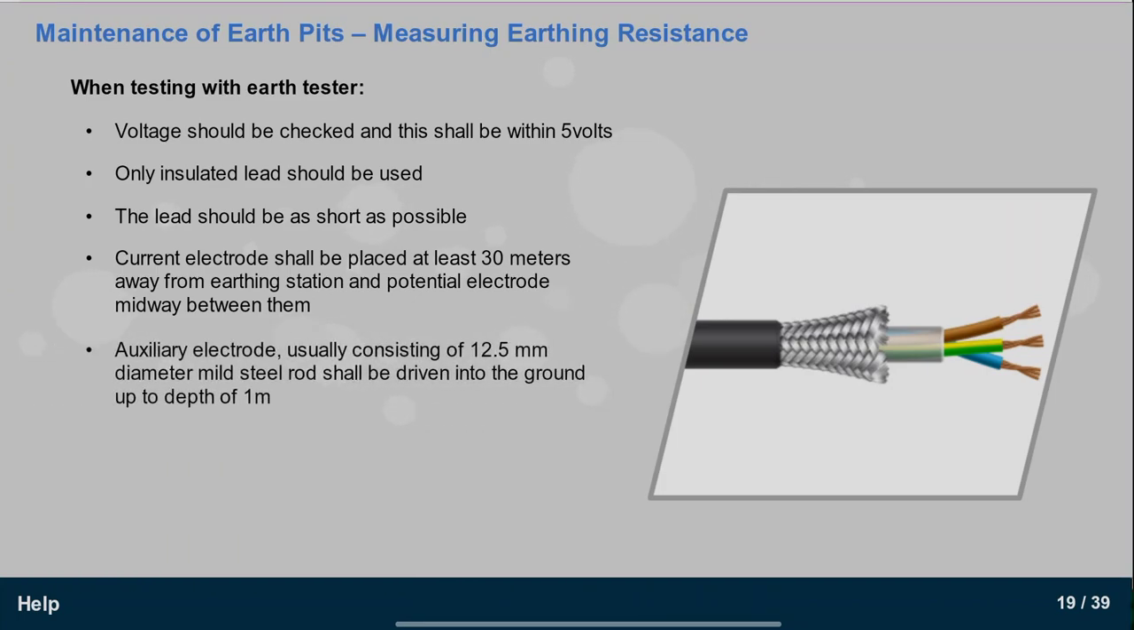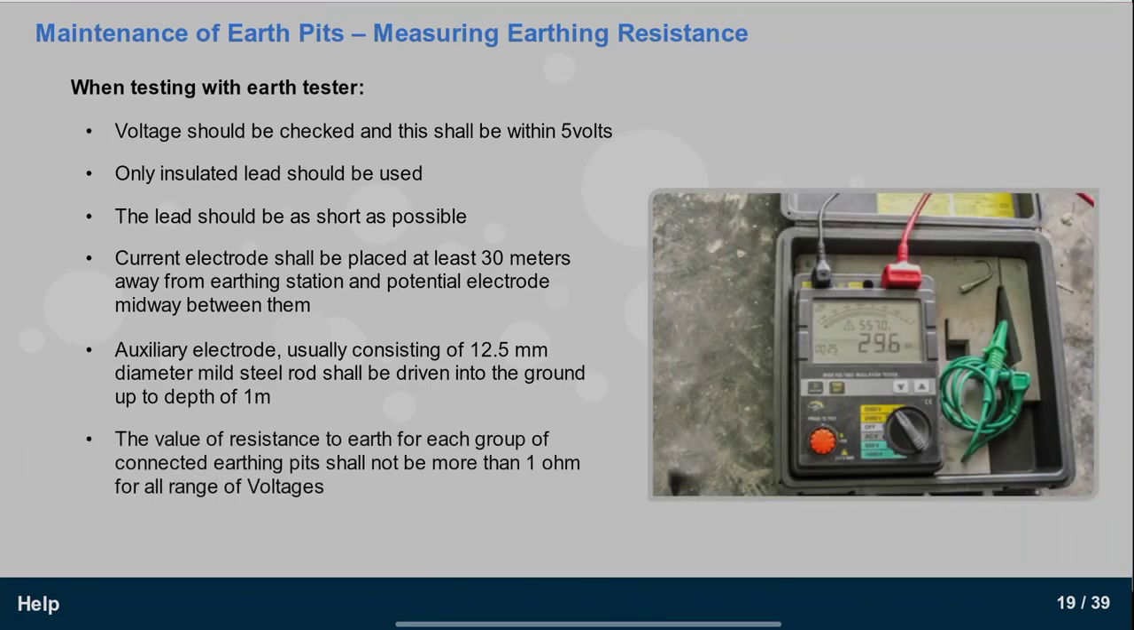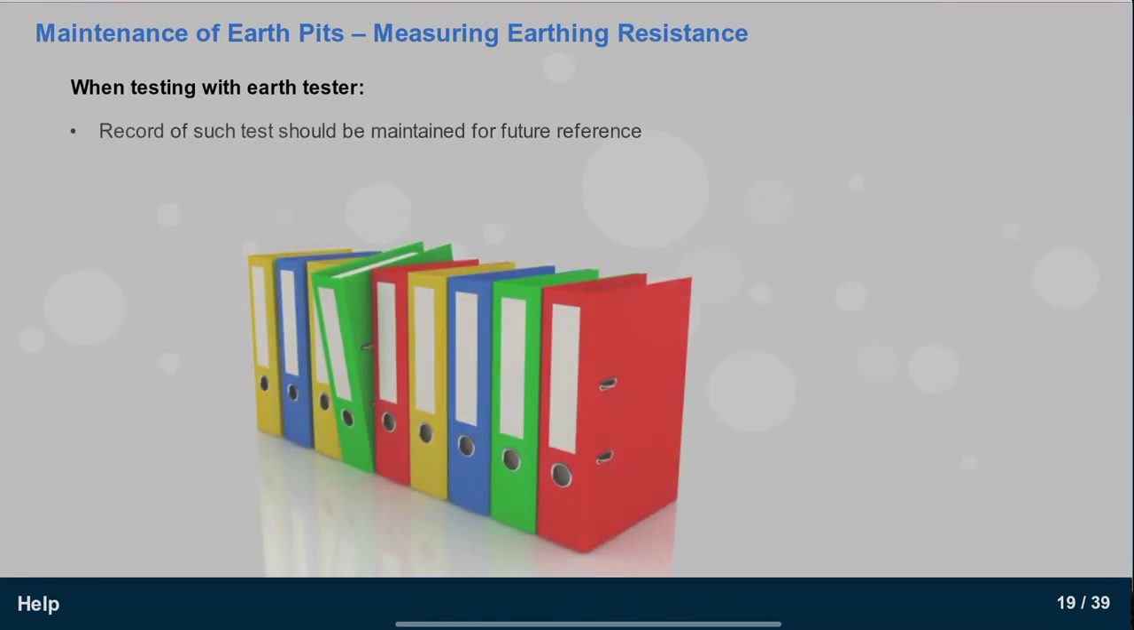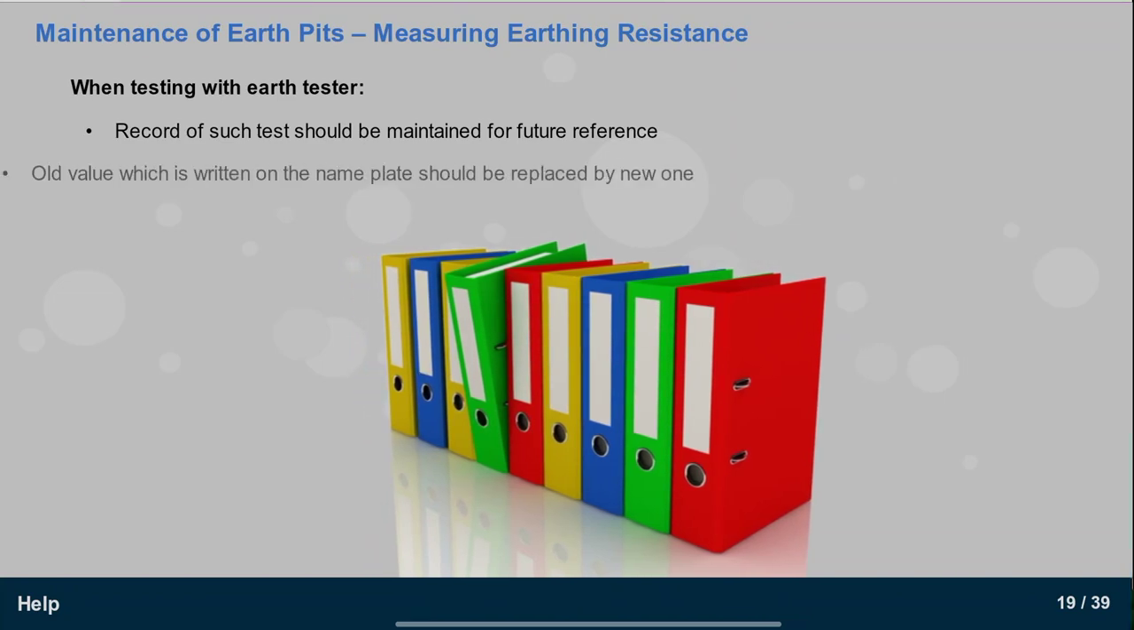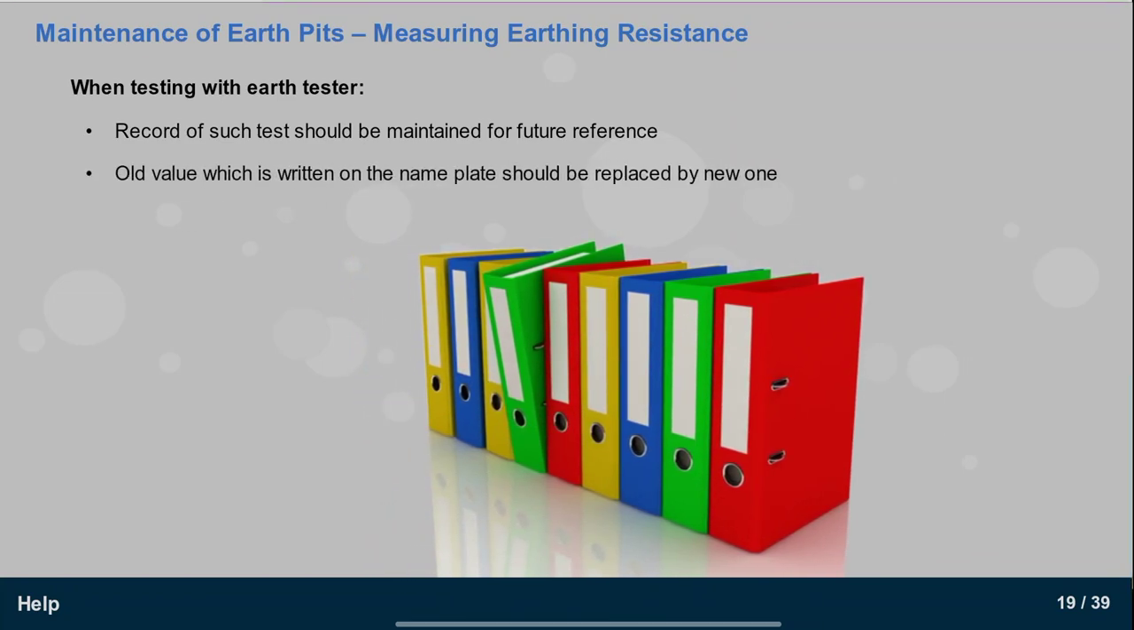Auxiliary electrode, usually consisting of 12.5 mm diameter mild steel rod, shall be driven into the ground up to a depth of 1 meter. The value of resistance to earth for each group of connected earthing pits shall not be more than 1 ohm for all ranges of voltages. Record of such test should be maintained for future reference. Old value, which is written on the nameplate, should be replaced by the new one.